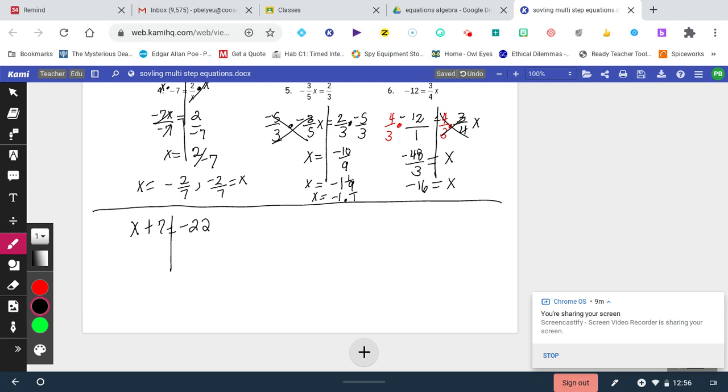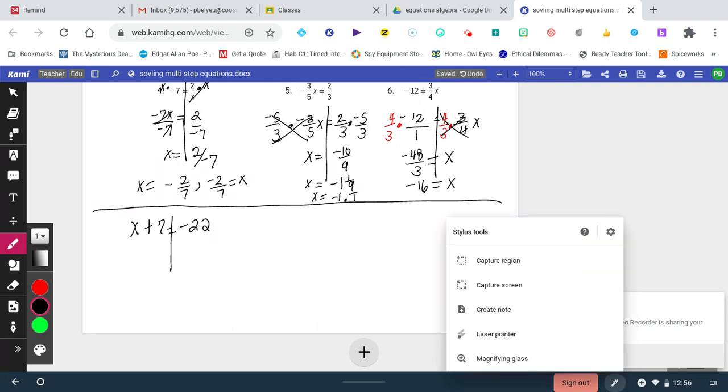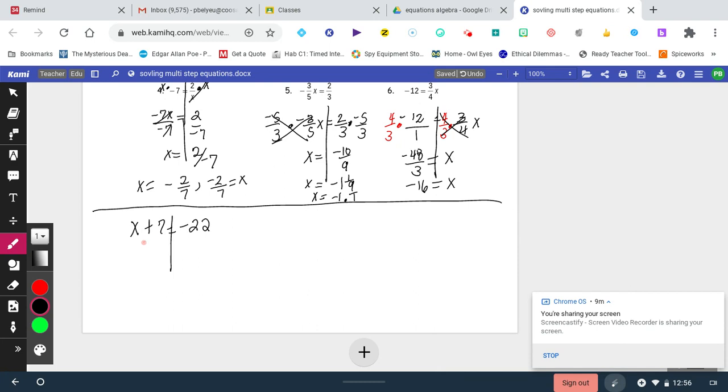So what's keeping me from having x by itself? Well, adding 7 is keeping me from having x by itself. I always say if it's addition or subtraction, the best thing you can do is just change the sign. So I'm going to change the sign of positive 7 to negative 7. Or you can say the opposite of adding 7 is subtracting 7.